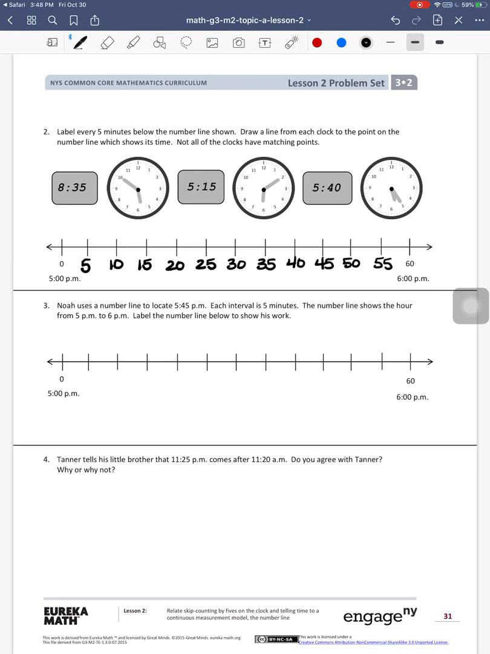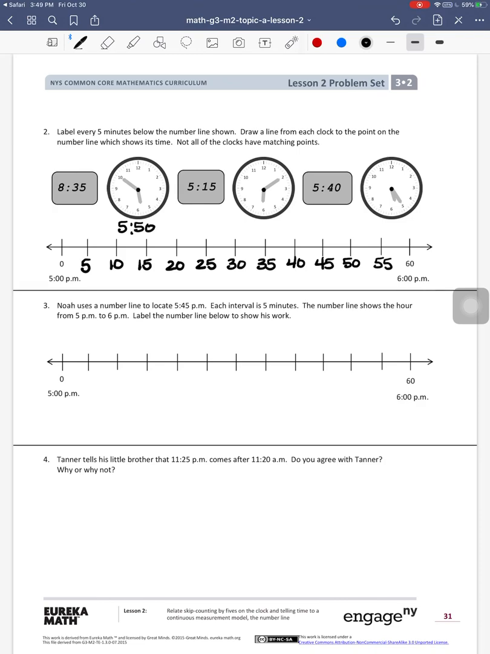All right, so we see 8:35. Wait a minute. If my timeline is 5 to 6, is the 8 o'clock hour represented there? Nope, it's not. So we can't draw a line. Let's look at the second clock. Well, the hour hand is between the 5 and the 6, but it hasn't made it past the 6, so we know we're in the 5 o'clock hour. And let me look where my minute hand is. Yep, it's at the 10, so that's 5:50.